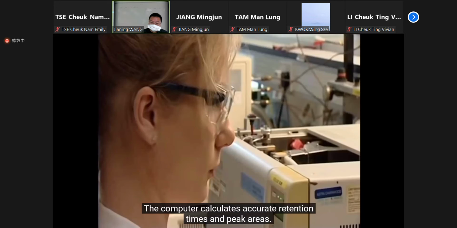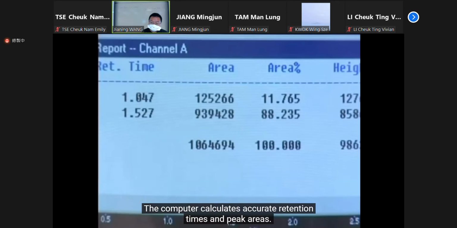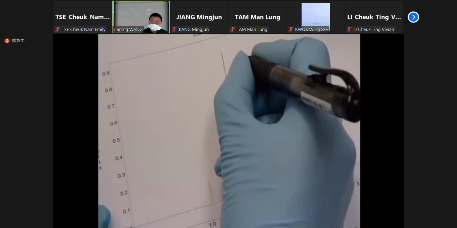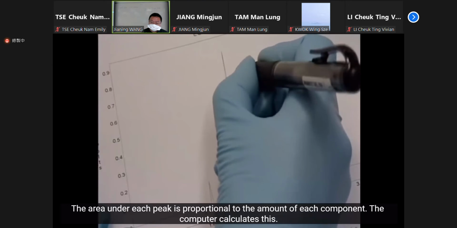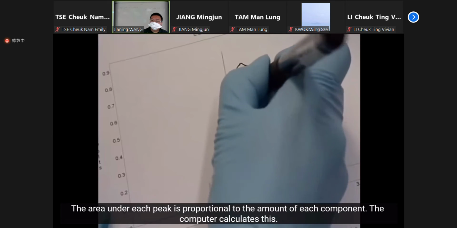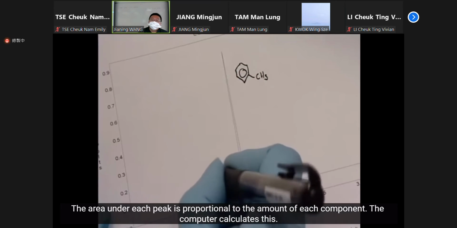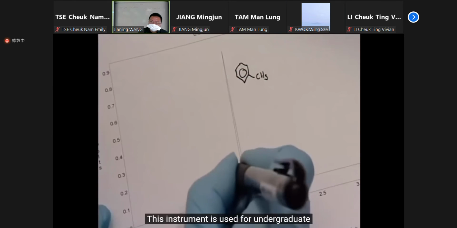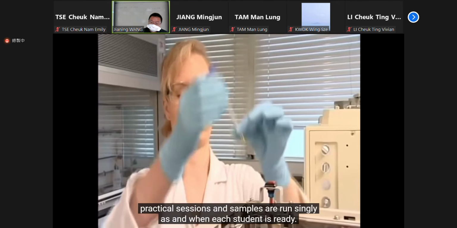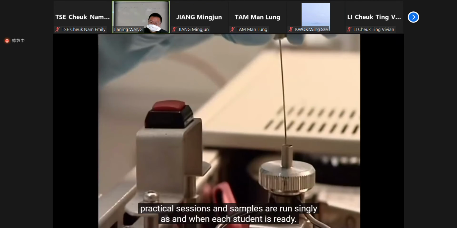The computer calculates accurate retention times and peak areas. The area under each peak is proportional to the amount of each component. The computer calculates this. This instrument is used for undergraduate practical sessions, and samples are run singly as and when each student is ready.